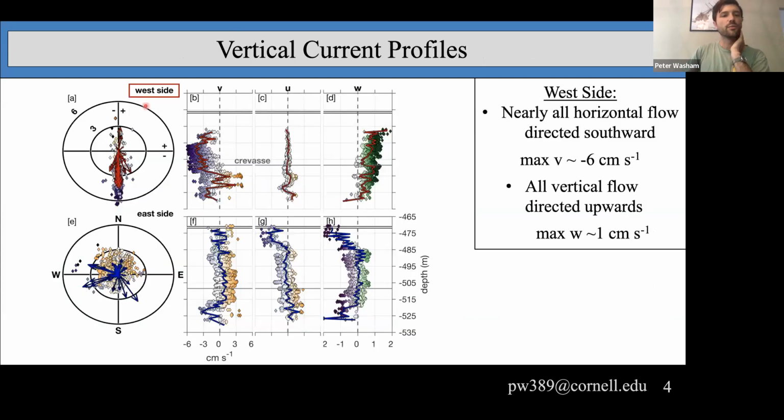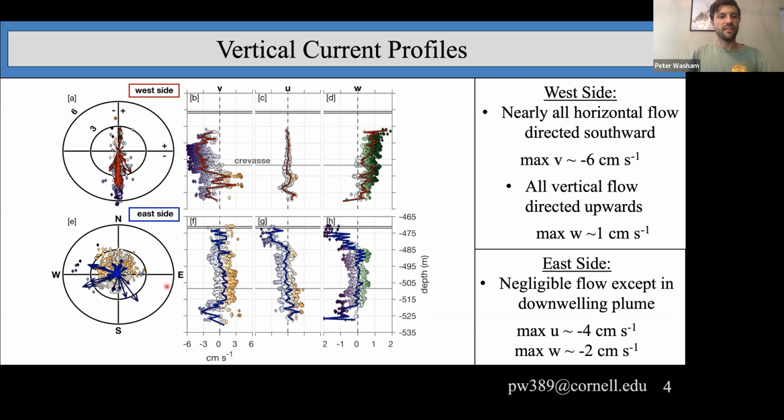So now again, we're just looking at these data, these current speeds, as vertical profiles in a compass plot. And on the west side, you see pretty much all the flow horizontally is to the south. There's some noise here, which is lined up on the picnic line, so that would have to do with internal waves most likely. And then you have pretty much sustained rising on that side of the crevasse.